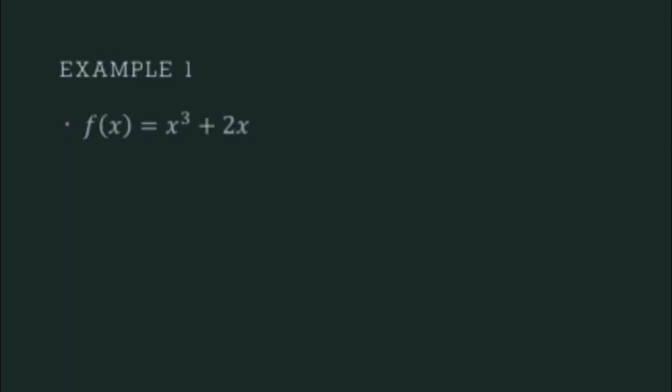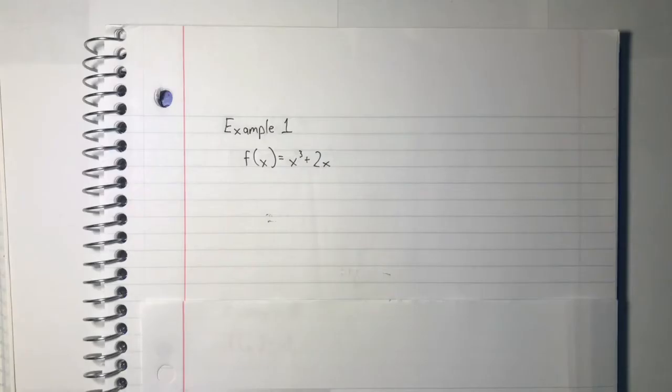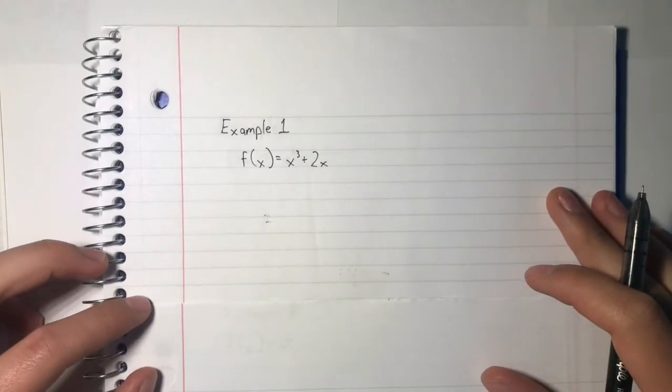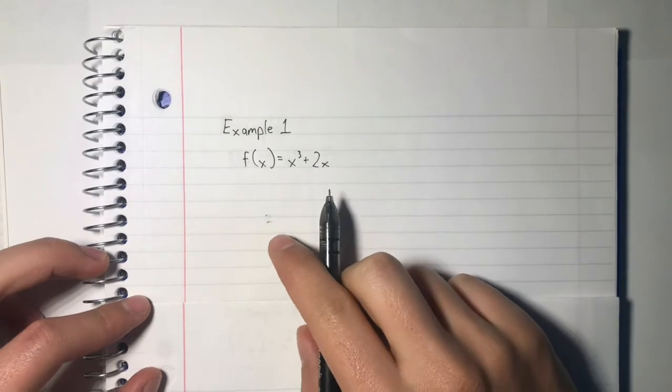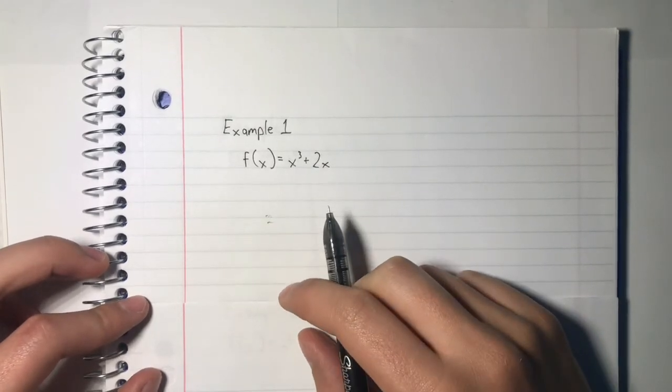All right, so here for example 1, we have f of x equals x cubed plus 2x. Now this may look a little familiar because that was our original function, right? So let me show you how we can just jump from x cubed plus 2x to 3x squared plus 2. Okay, so here's what we're going to do.